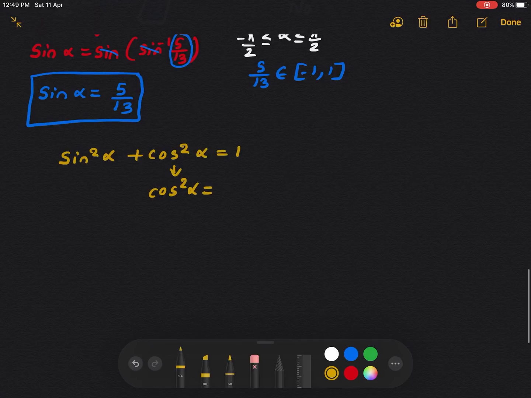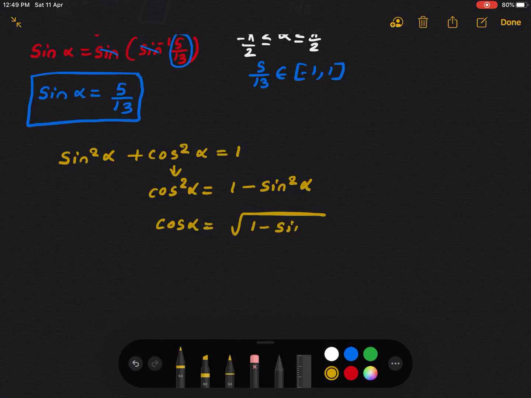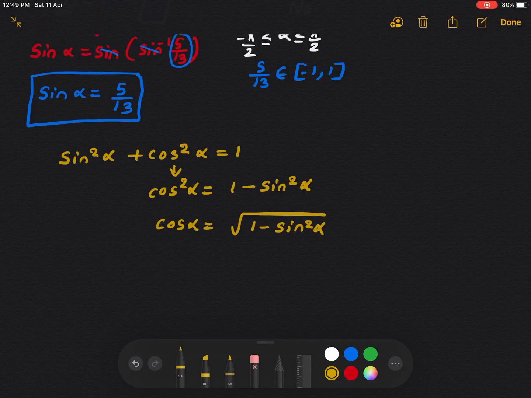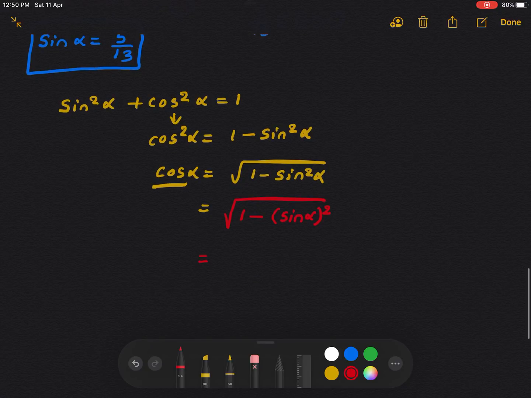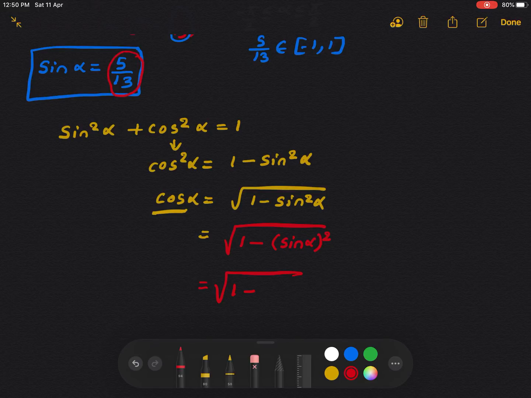Cosine square alpha is equal to 1 minus sine square alpha. So, cosine alpha is equal to plus or minus square root of 1 minus sine square alpha. But because 5 over 13 is in the first quadrant, take the positive cosine alpha. Now, let us substitute: 1 minus sine alpha whole square, that is 1 minus, what is sine alpha? 5 over 13, whole square.